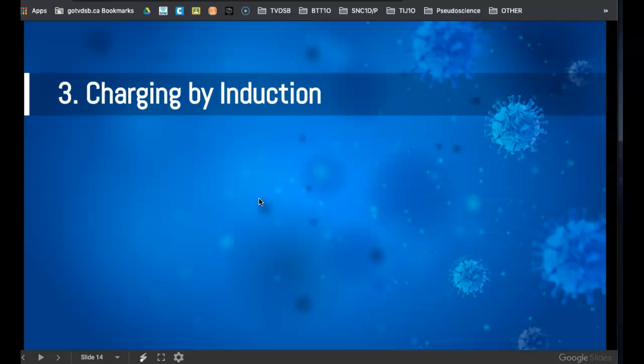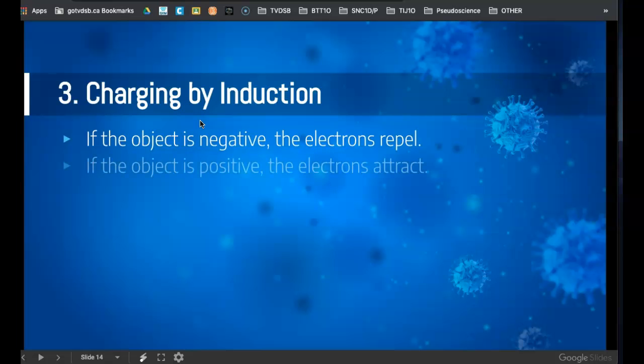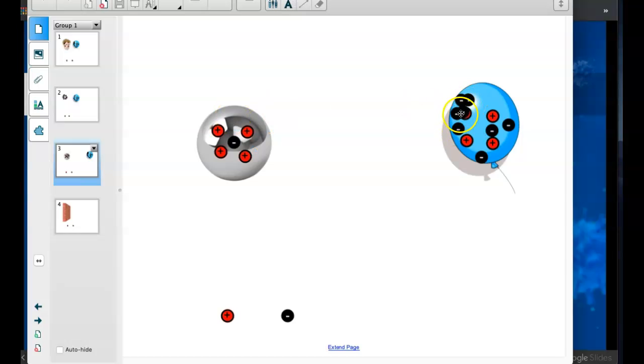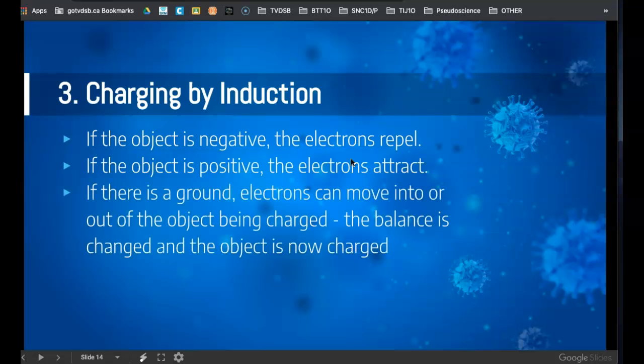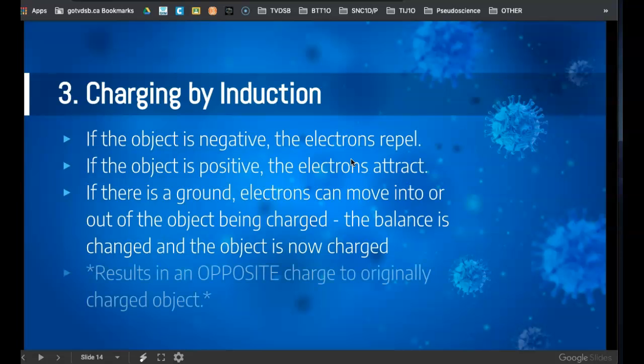All right? So, charging by induction. If the object is negative, the electrons are going to repel. If the object is positive, the electrons would attract. So if instead of a balloon with a whole bunch of extra electrons, I had taken all of the electrons away, the opposite would have happened. If there's a ground, the electrons can then move into or out of the object being charged. So that was our wire. And as a result, we end up with an opposite charge to the originally charged object.